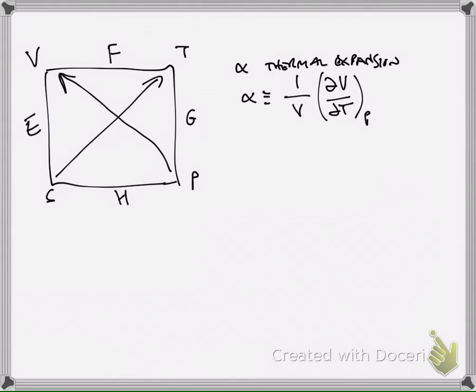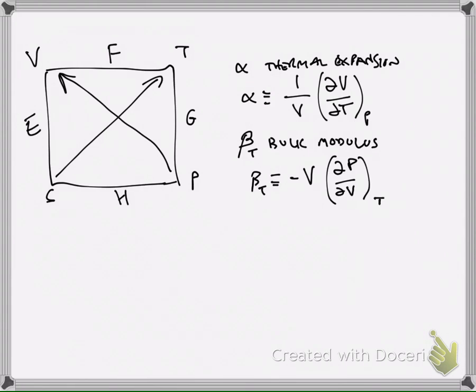A related quantity, and again, we use beta to mean many things in this class, unfortunately, because of convention. I will put the little subscript T here to remind you that it's an isothermal quantity. It's something that happens with temperature held constant. Beta sub T is the bulk modulus. This ends up being related to the speed of sound in materials. And beta sub T is defined as negative the volume, partial pressure, partial volume at constant temperature. I'll say more about that in a moment.